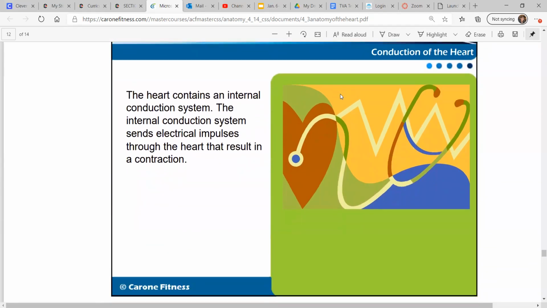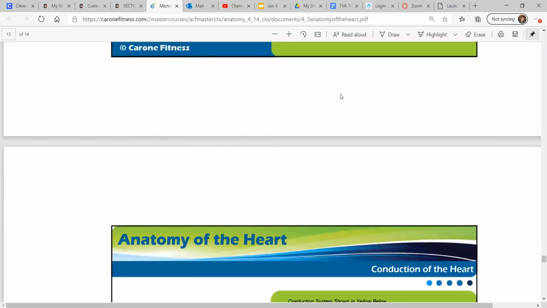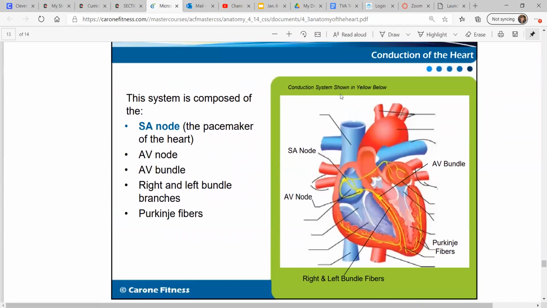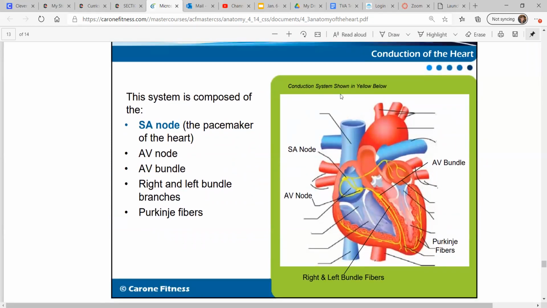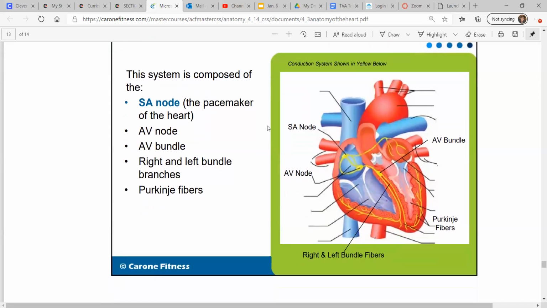The heart contains an internal conduction system. The internal conduction system sends electrical impulses through the heart that results in a contraction. Conduction of the heart. This system is composed of the SA node, the pacemaker of the heart. We have the AV node, the AV bundle, the right and left bundle branches, and their Purkinje fibers. You can see those in this diagram. Conduction system.